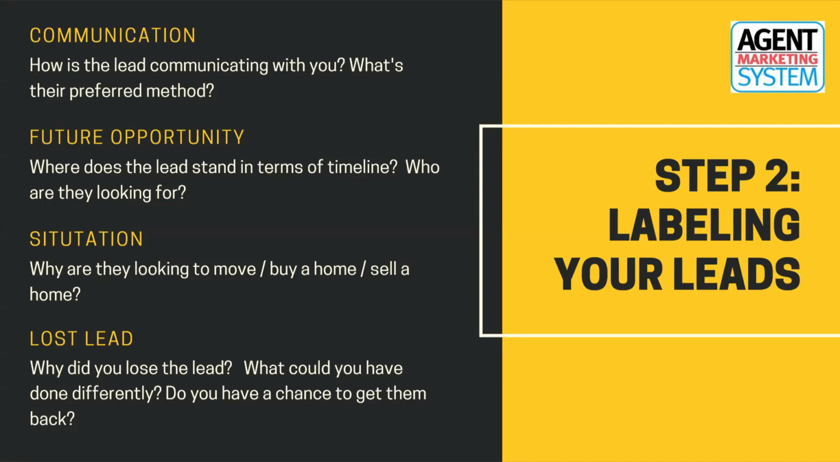Now, future opportunity, that is a great one. That is, where does that lead stand in terms of their timeline? And are they looking for themselves or are they looking for someone else? So that could be that buyer is a warm lead, meaning that they're buying in the next 3 to 6 months. Are they a hot lead, which is the ones that you guys want, who have said that they want to buy in the next 90 days? And then it can be a colder lead. Maybe they're looking out another year in advance.